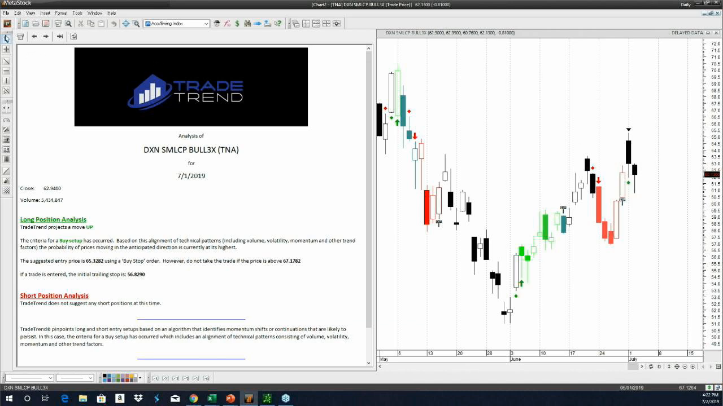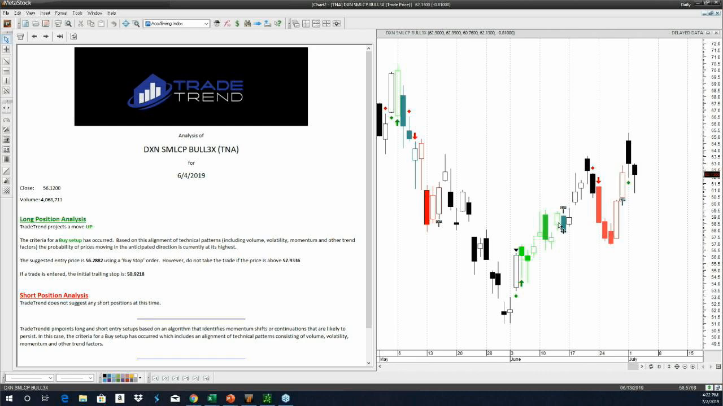So I'm going to show you here in just a second how to enter these types of orders based on the signals that are found in the TradeTrend add-on for Metastock. So I'll just go back here, and I'm going to do a back test on this just so you can kind of see how this particular trade played out. So here was the setup, and after I run the back test, I'll show you how to enter the order.